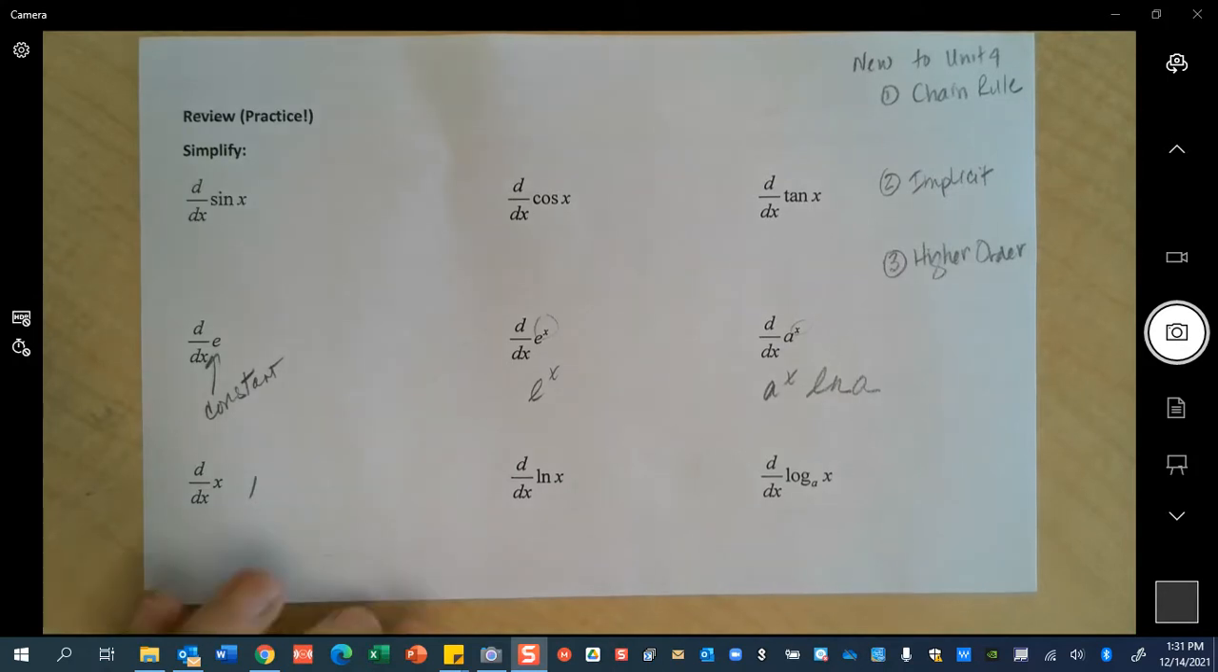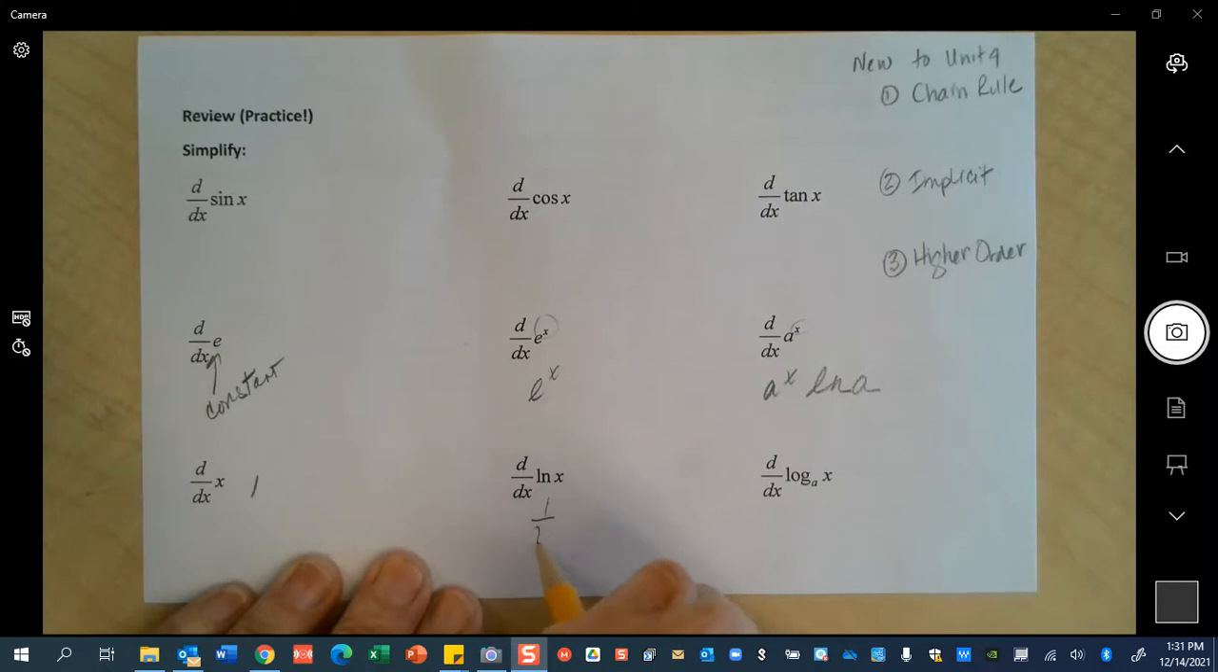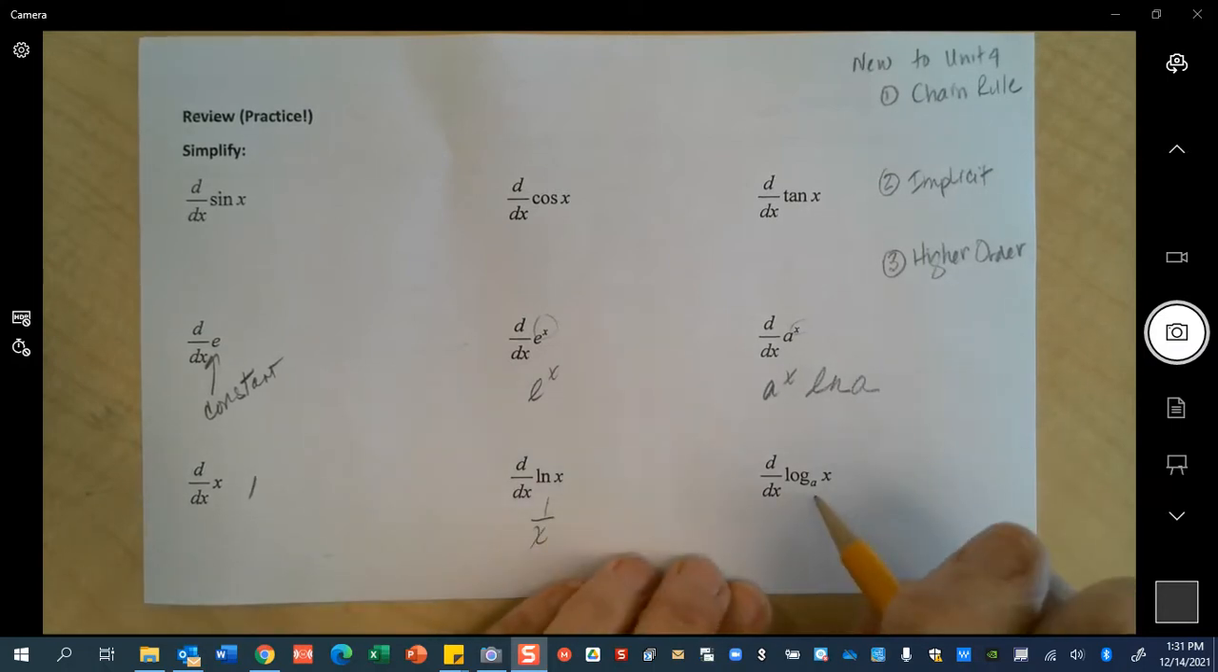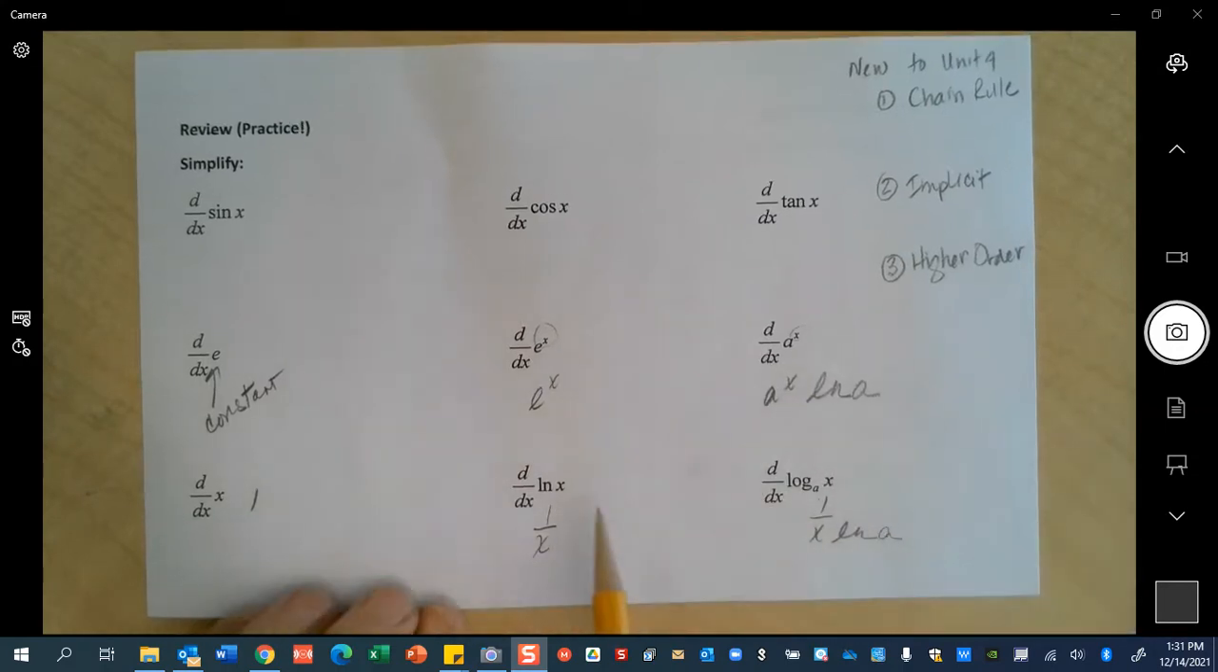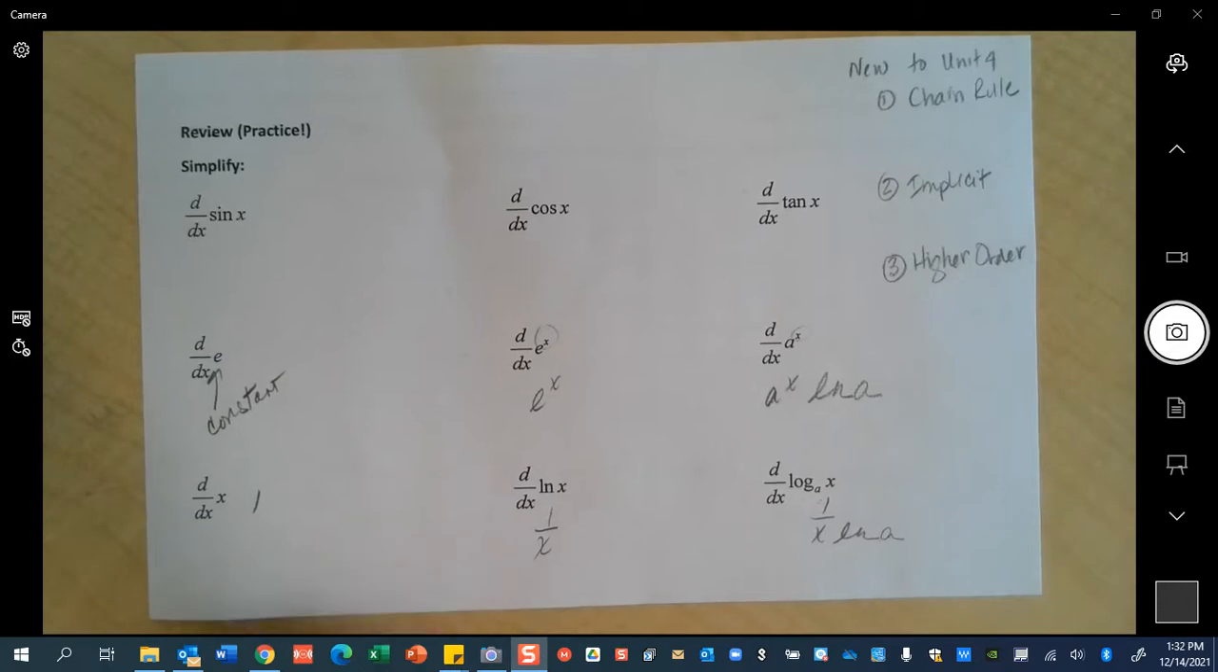The same relationship here. The derivative of the natural log of x is going to be 1 over x. When we have that log conversation, it's going to be 1 over x times the natural log of a. But keep in mind, that's why this goes away, because the natural log of e is again 1. So that should be in your brain by now.